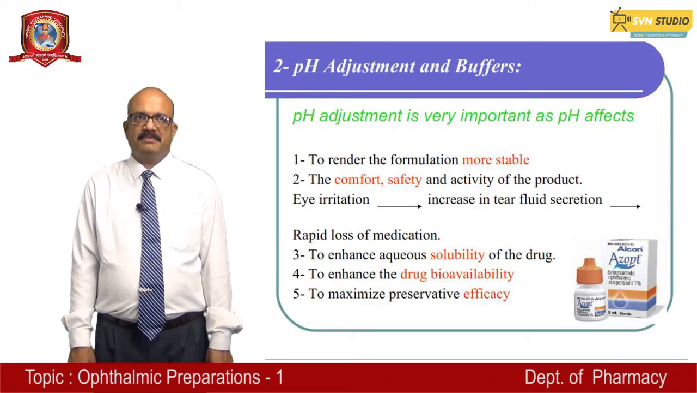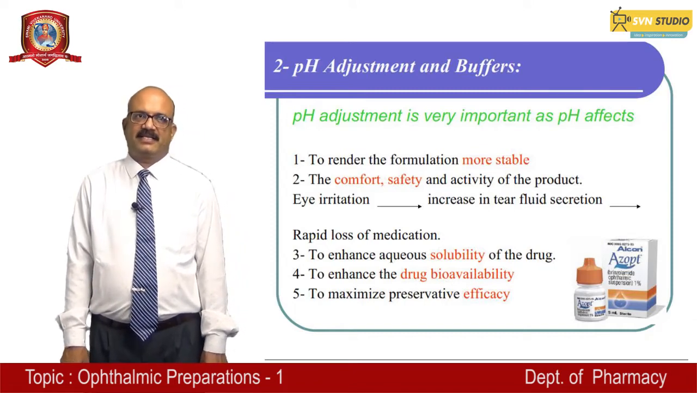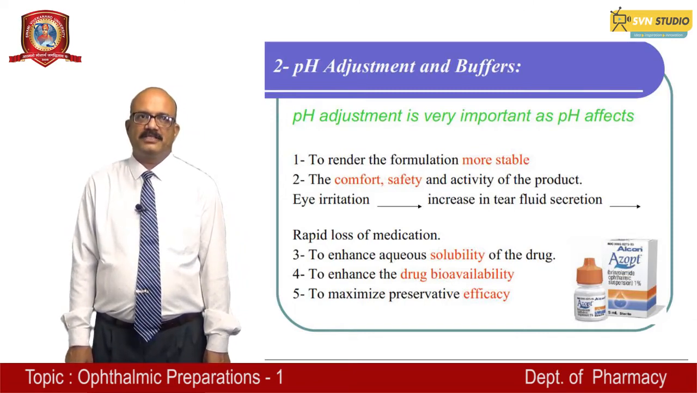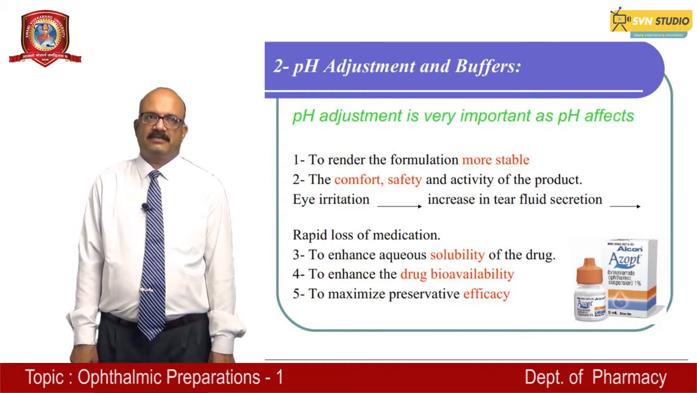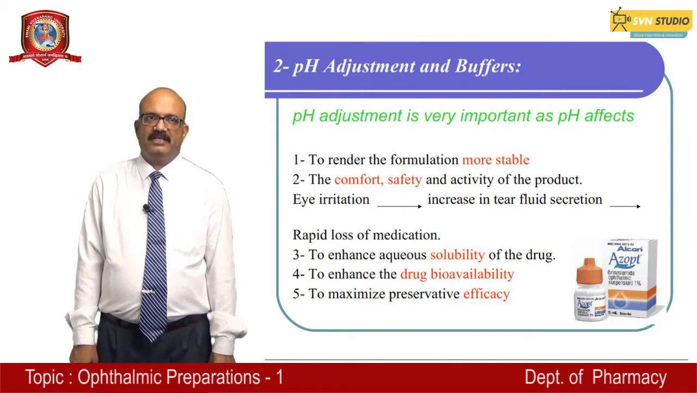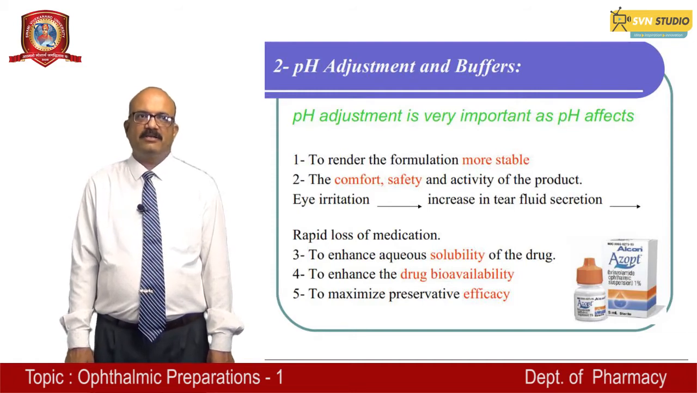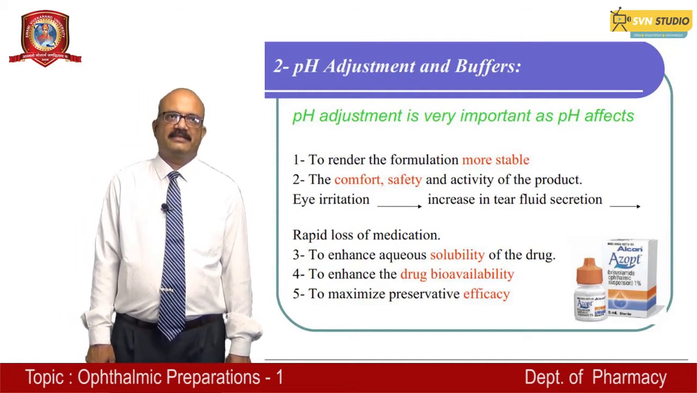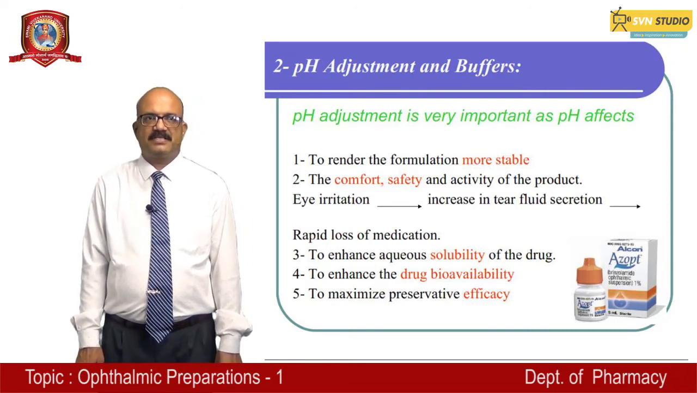The next is pH adjustment and the buffer. This is very important, as pH affects the ultimate product and renders the formulation more stable. If you achieve a desirable pH for that product, it will be more stable. pH affects the comfort, safety, and activity of the product; eye irritation ultimately increases tear fluid secretion, and there may be rapid loss of medication. To enhance aqueous solubility of the drug, you can use various buffering agents, by which you can maintain the pH, enhance drug bioavailability, and maximize preservative efficacy.